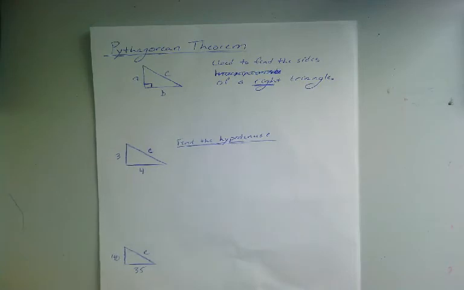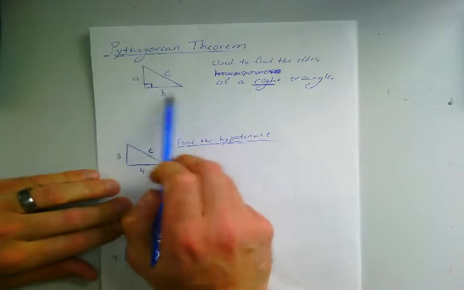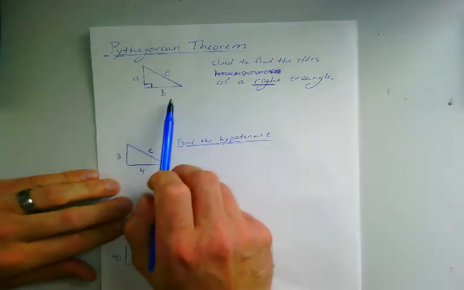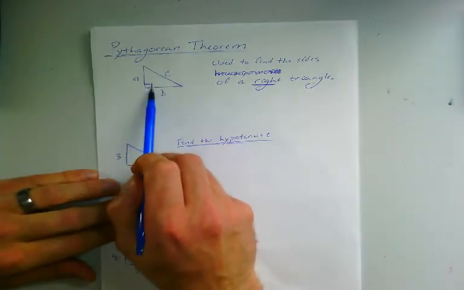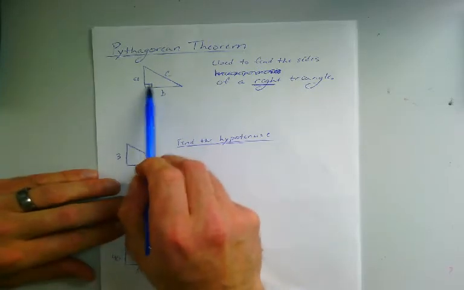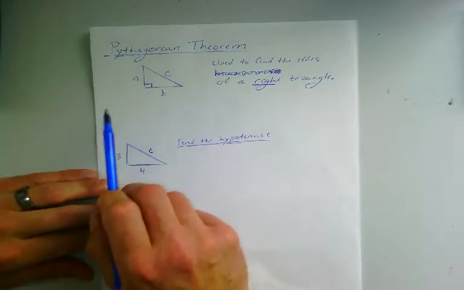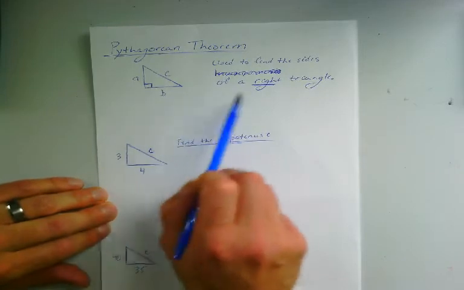So what is the Pythagorean Theorem? Well, the Pythagorean theorem is used to find the sides of a right triangle. So here I have a right triangle drawn, and by right, I mean it has one 90-degree angle. We use the little box here in the corner to show that this angle here is the right angle.